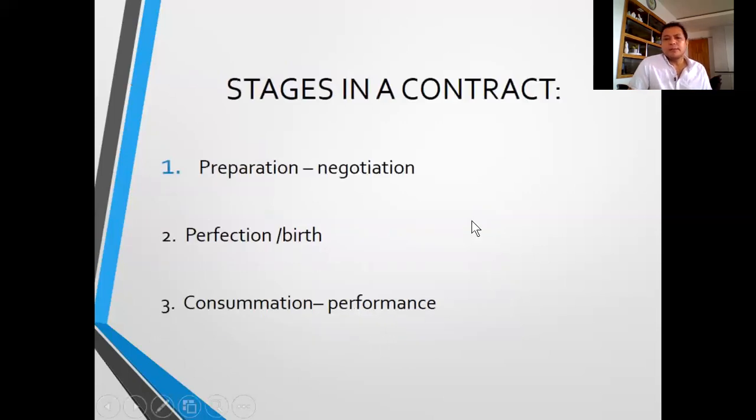So in a contract, as I've stated, there are different stages. The first one is preparation or negotiation. Then we have perfection or birth. Then consummation or performance. So when is there preparation or negotiation? To illustrate, I'll give you an example.